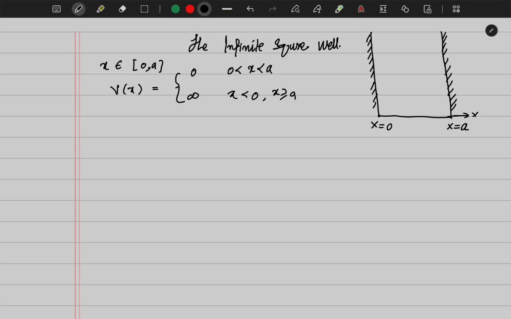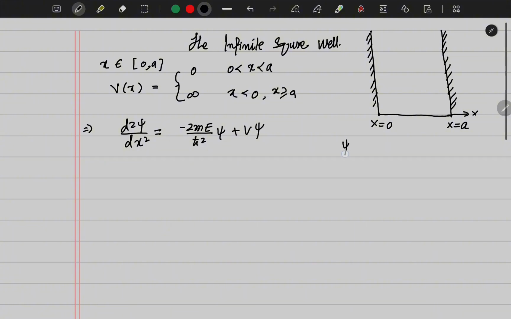So now we will solve the Schrödinger equation to find the stationary solutions for the system. Inside the well the potential is 0, so we will write the Schrödinger equation as d2 psi divided by dx squared is equal to minus 2m E over h bar squared psi plus V of psi. So this is the Schrödinger equation, and since inside the well the potential is 0, these are the conditions we are going to use.